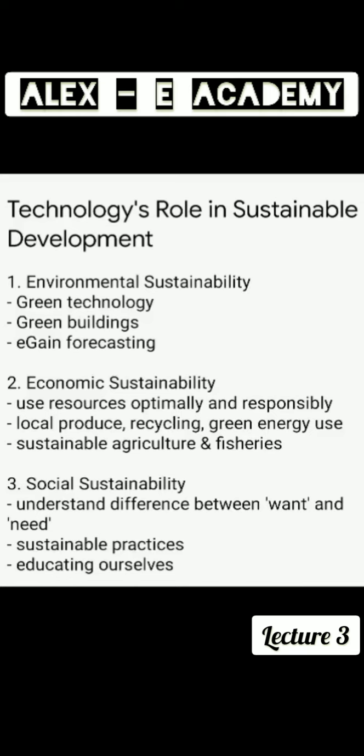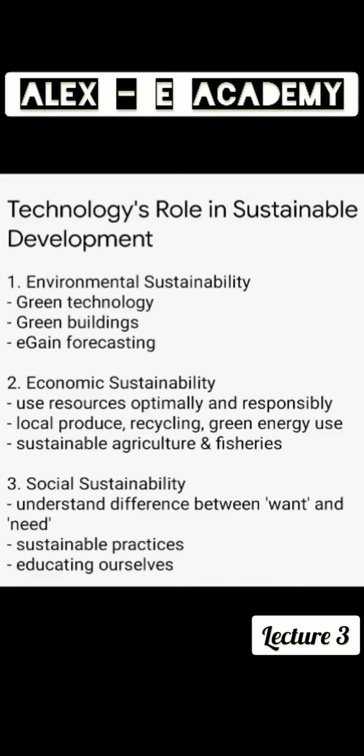Now coming to economic sustainability, it includes using of the resources optimally and responsibly. We know that it is very much important. Now coming to second point, local produce, recycling and green energy use. We must support businesses which use these things, who prefer local products, who go a great extent to recycle the products, and then further they use more of green technology. We should promote these business.